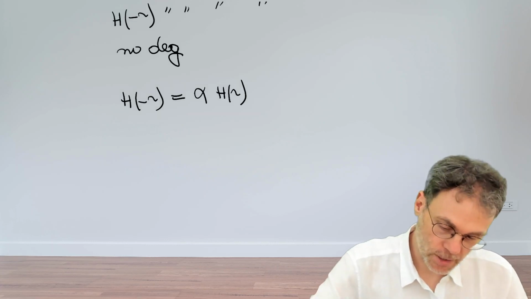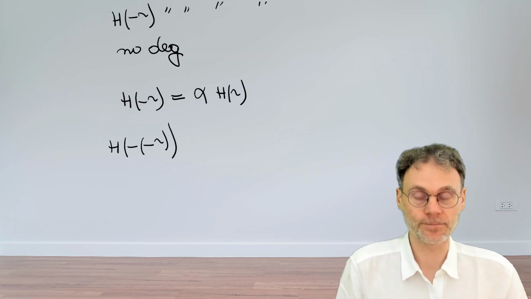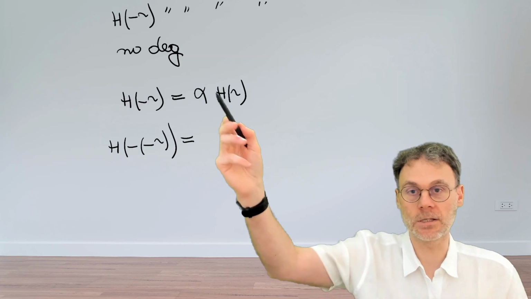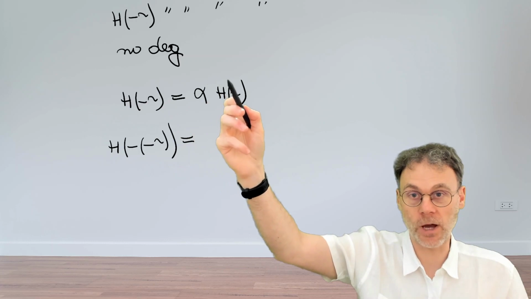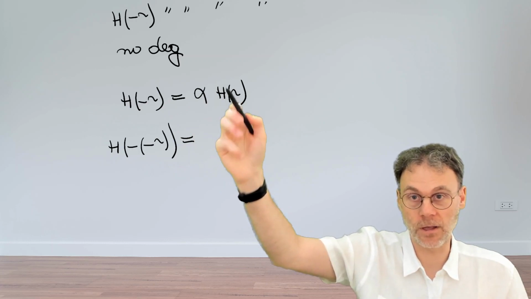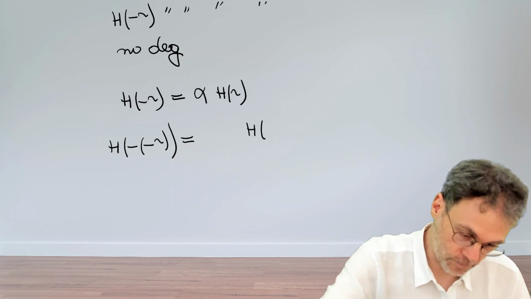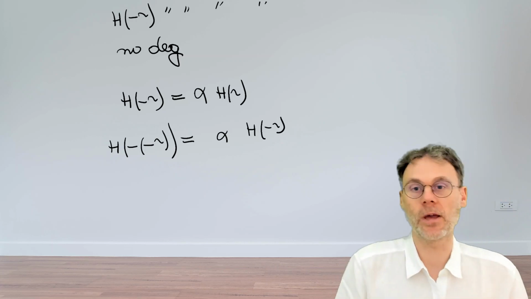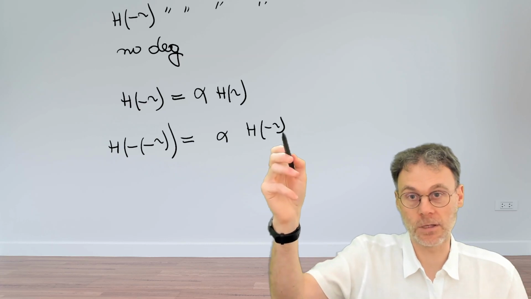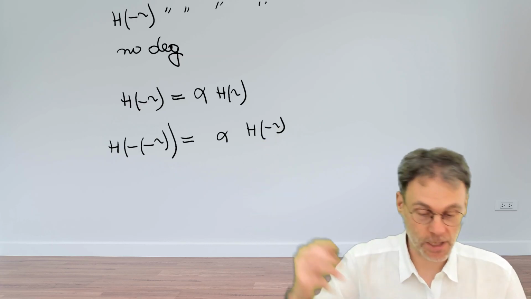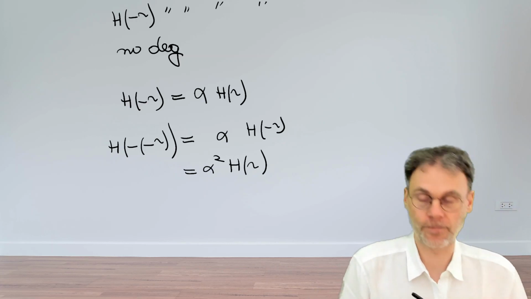So if we invert the system twice, then we basically can look at h of minus r, right? We know from this statement that we can get rid of this minus sign if we pay a certain price, which is multiplication by this factor alpha. So let's get rid of this first minus sign to give us h of minus r, and then the price we pay is an extra factor of alpha. We can play that game one more time, getting rid of this minus sign and paying yet another factor of alpha. So now we have alpha squared h of r.